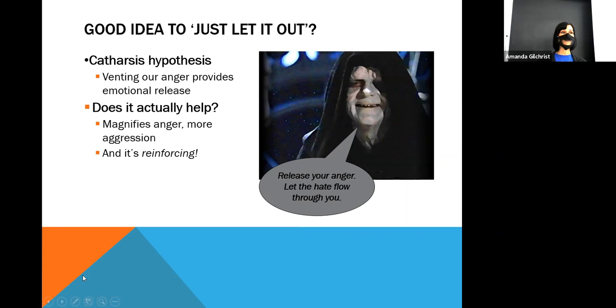So should we do as Emperor Palpatine says, release your anger, let the hate flow through you? No, it turns out it doesn't actually help, and in a lot of cases, it actually makes it worse. Generally, if I vent at somebody or about somebody, with my full emotional expression, what I often find is I don't leave the situation feeling better about the person. If anything, I feel angrier. And additionally, you actually manifest more aggression. Venting leads to more aggression, more anger, not less.